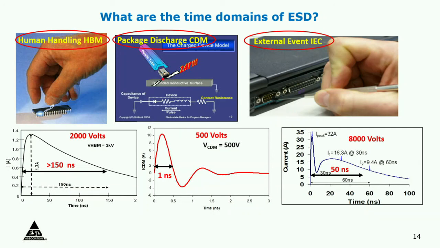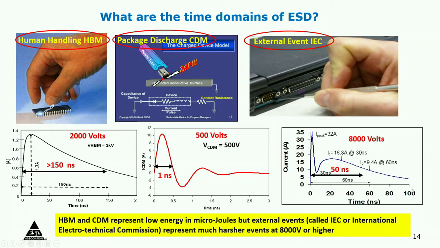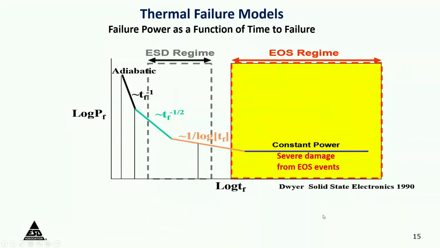Okay, that's the reason. It's not like this is going to happen every day, but you always have to design for the worst case scenario. And when you do that, you generate pulses that are quite severe in magnitude. So HBM and CDM represent low energy in microjoules, but external events called IEC, or International Electrotechnical Commission, who have established this waveform, represent much harsher events at 8,000 or even 15,000 volts. So when you rub your cell phone on your sweater to polish it in wintertime, it's a scary thing to do. Okay, so those are all the events that are so harsh for electronic devices.